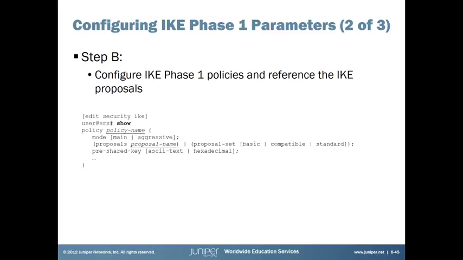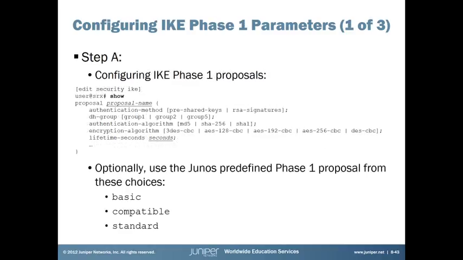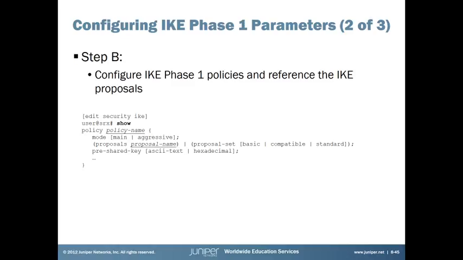Step B, configuring IKE phase 1 policies and reference the IKE proposal. So we've set up, let's go back to step A, the proposal. Now we're going to set up some policies and we're going to reference the proposal. So the mode, is it main or is it aggressive? Generally you're going to choose main. What proposal are we using? You're going to give it a name.